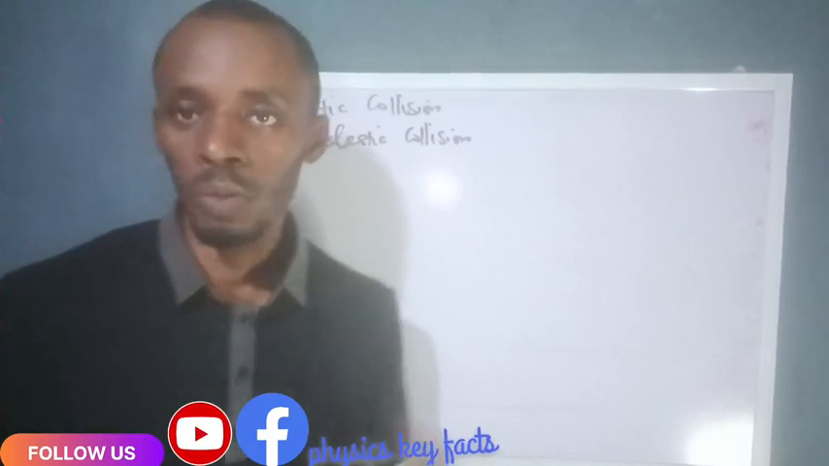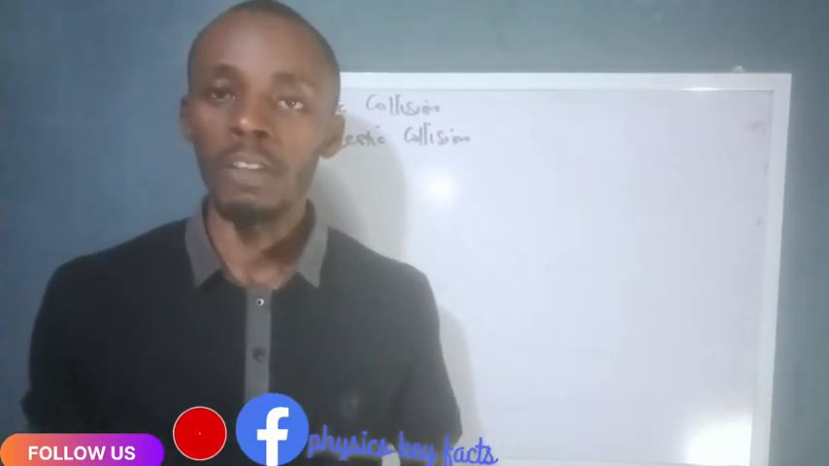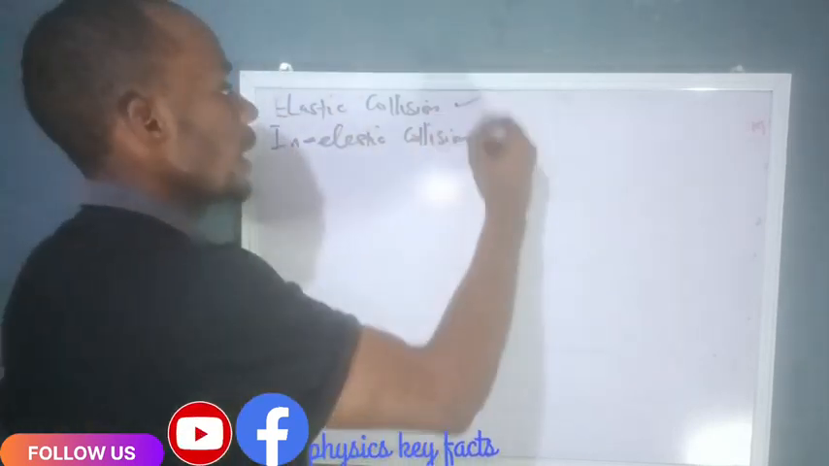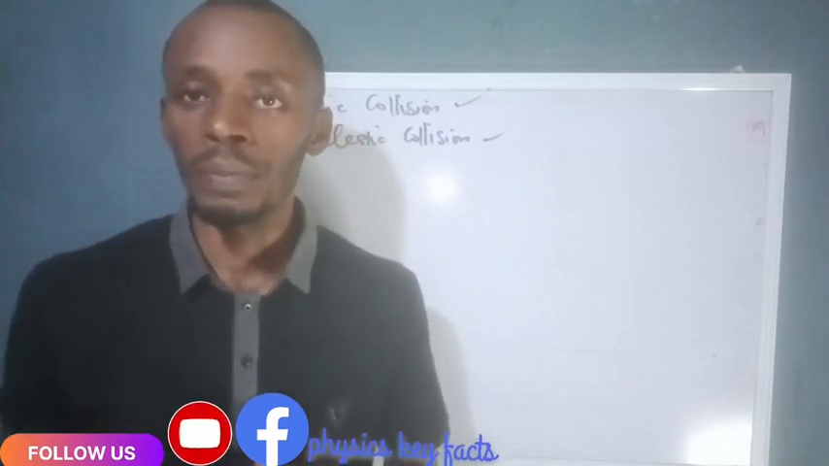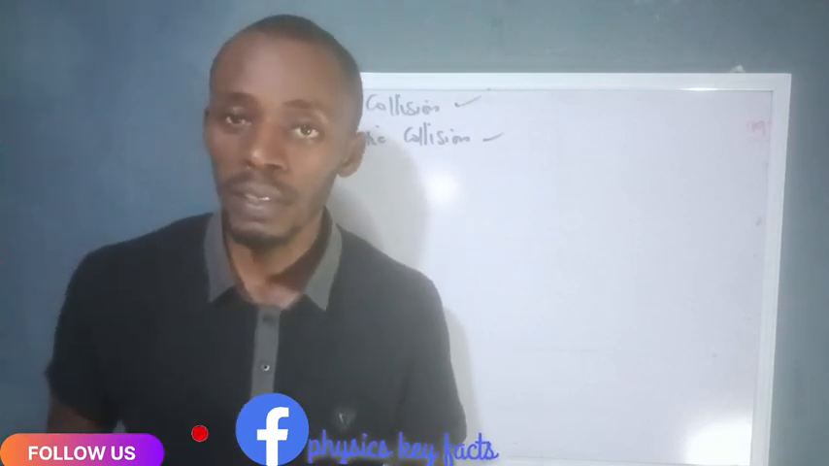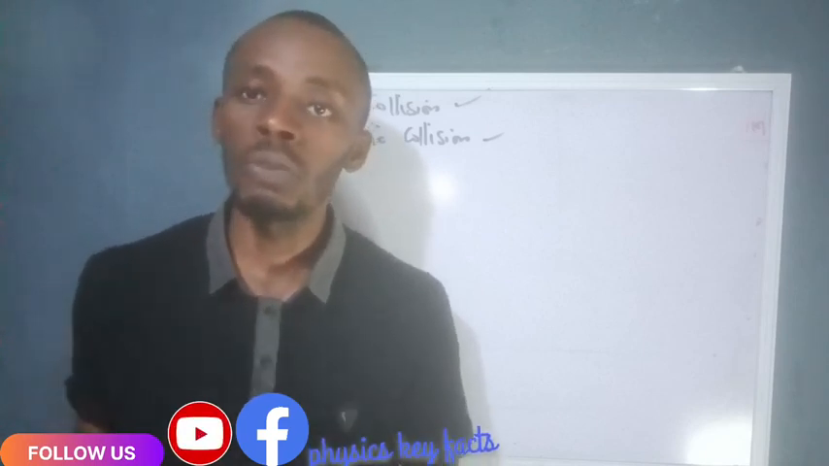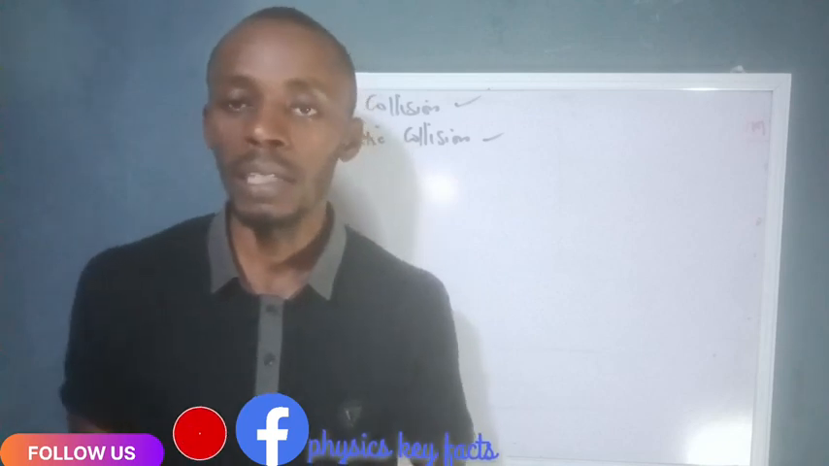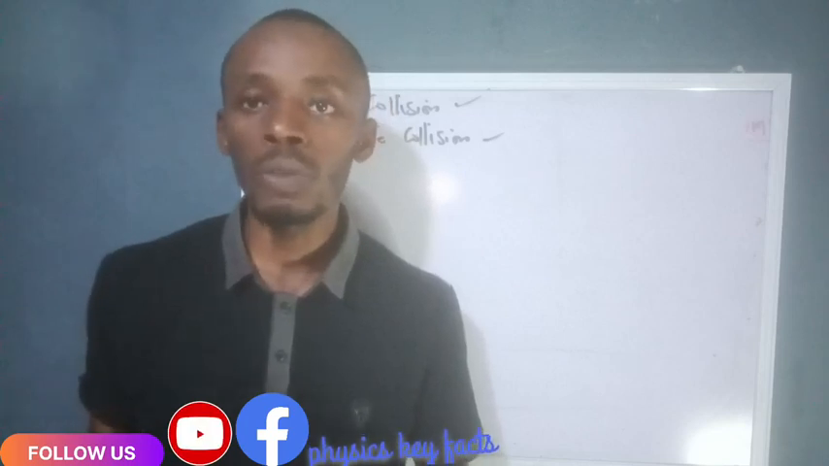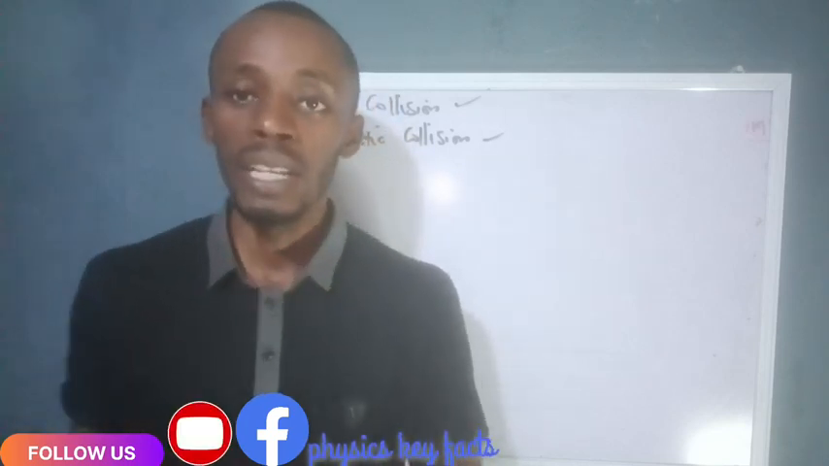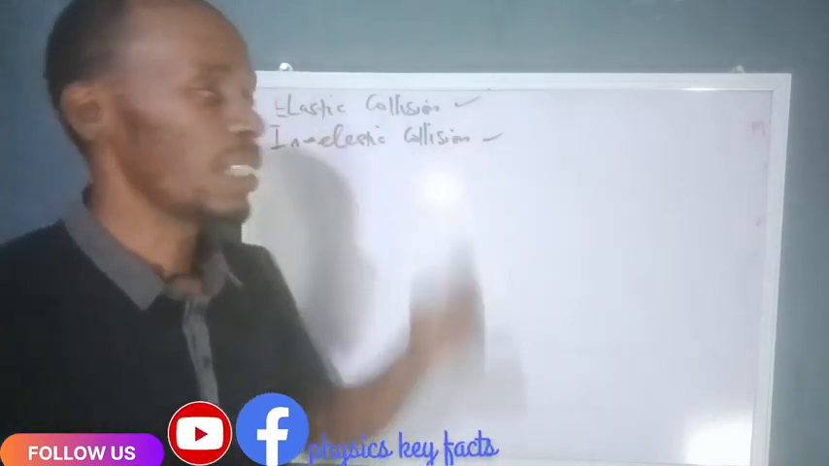So this will lead us into the kinds of collision. We simply have two kinds of collision. The first one is the elastic collision. The second one is the inelastic collision. For elastic collision, the momentum is conserved and the kinetic energy is conserved. It means that the total momentum before collision is equal to the total momentum after collision, and the total kinetic energy before collision is also equal to the total kinetic energy after collision. So this simply means that both energy and momentum are conserved in the elastic collision.